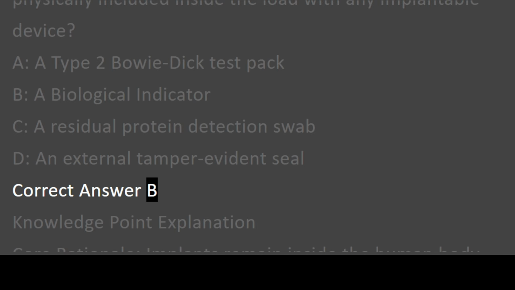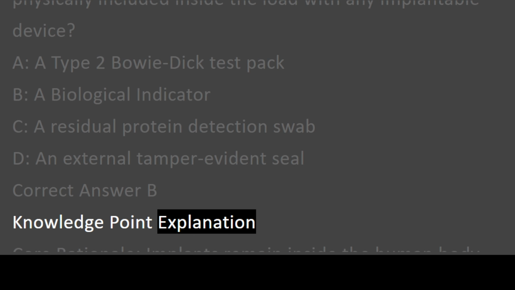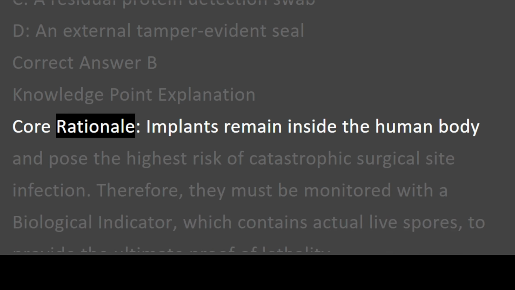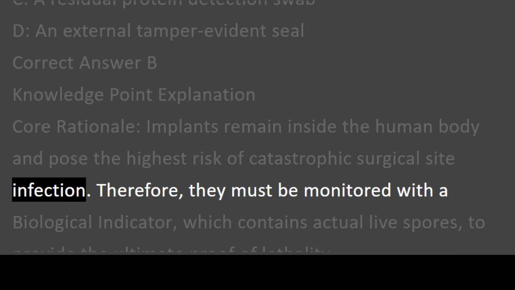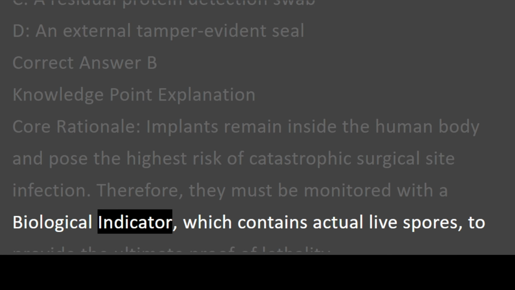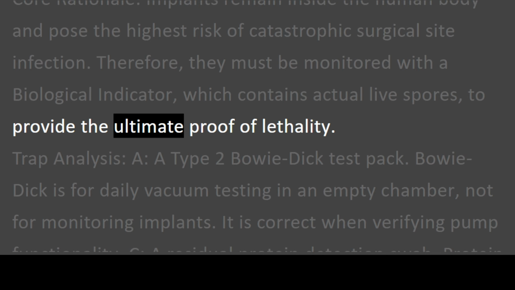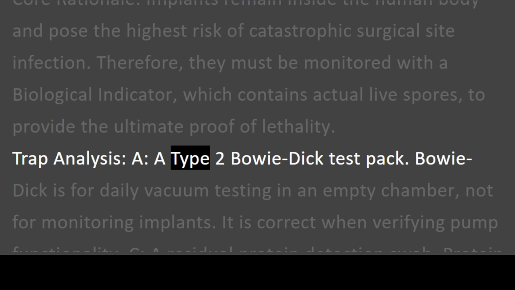Correct answer B. Knowledge point explanation. Core rationale. Implants remain inside the human body and pose the highest risk of catastrophic surgical site infection. Therefore, they must be monitored with a biological indicator, which contains actual live spores, to provide the ultimate proof of lethality. Trap analysis. A. A Type 2 Bowie-Dick test pack.